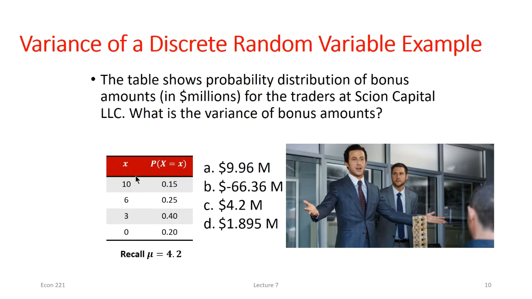For a discrete random variable, for the variance to be 0, you would have one outcome that has the probability of occurring of 1. Right? We don't have that here, so we know it has to be something greater than 0. Okay, if we go through and calculate, sure enough, it's 9.96.